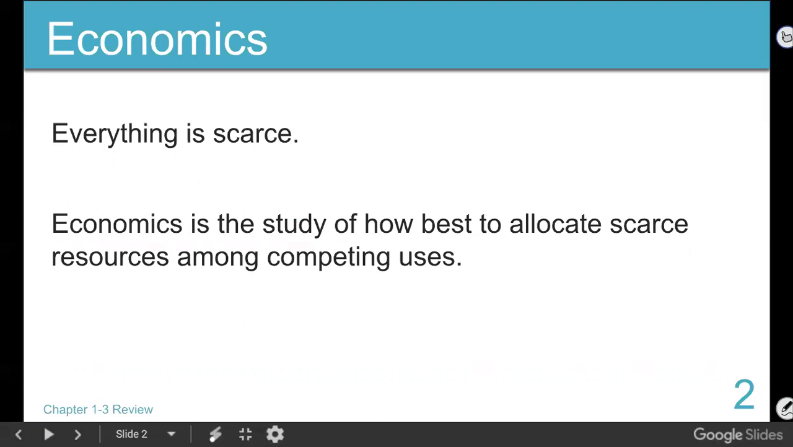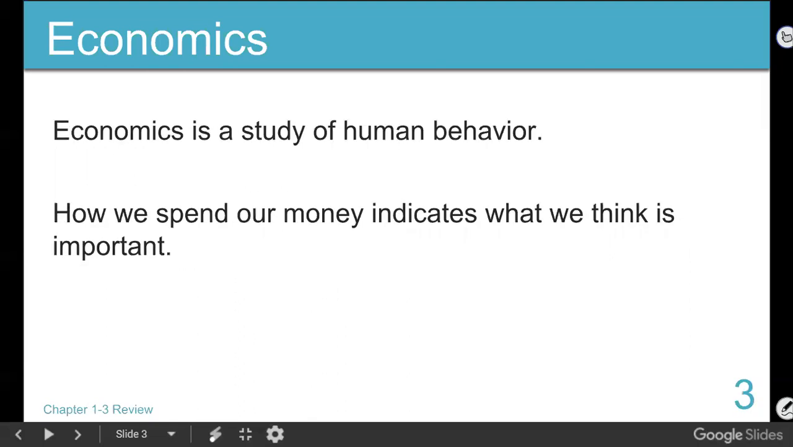And notice how I only use the word money once there. A lot of times when I ask people on the first day of class, what do you think of when you think of the word economics? I hear money and supply and demand, and I don't know. Those are generally the answers. Well, economics really isn't about money. It is a study of human behavior. Because what we're spending our money on is a sign of what we think is important.